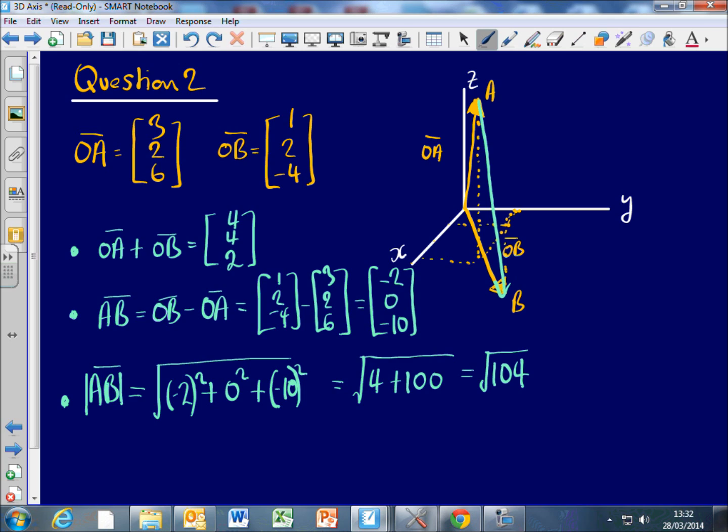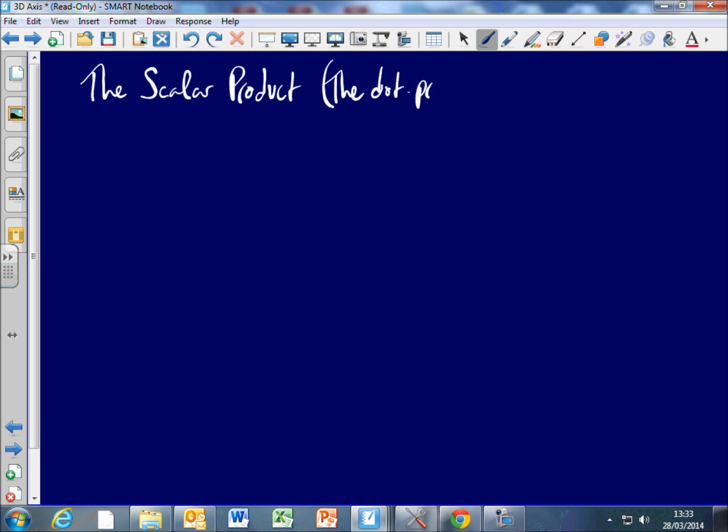Okay, any questions? So we started talking about this last lesson. This is called the scalar product. But usually people just call it the dot product. And we talked about what it was and what you could use it for. But mainly, all you're going to do on your questions is just apply it. Okay, just use it. And there's two ways we can do the dot product.